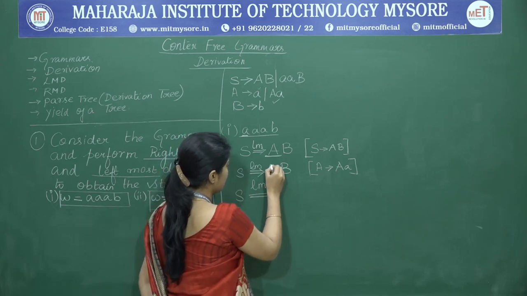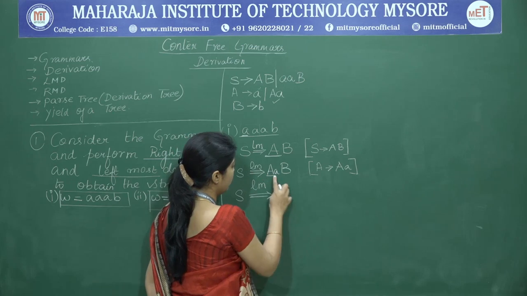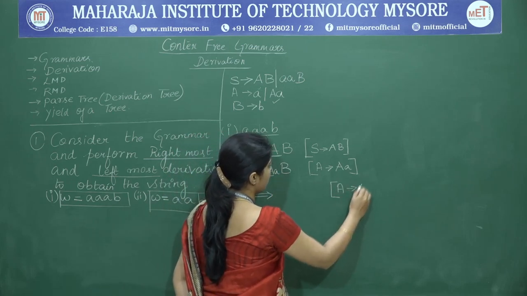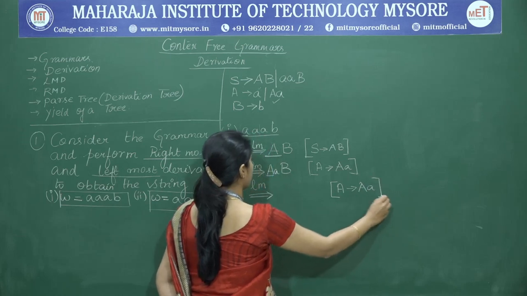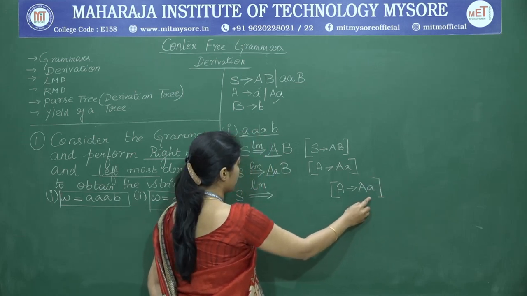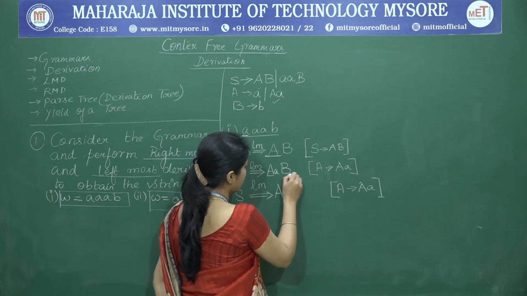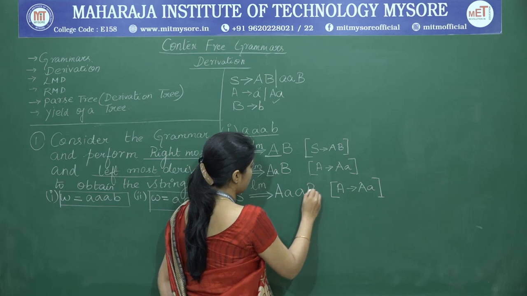Next, this is the leftmost variable and we need more A's. So the production that we are going to use is A goes to AA, which is recursively generating more A's. So again this A will be replaced by AA. These two will be written as they are.